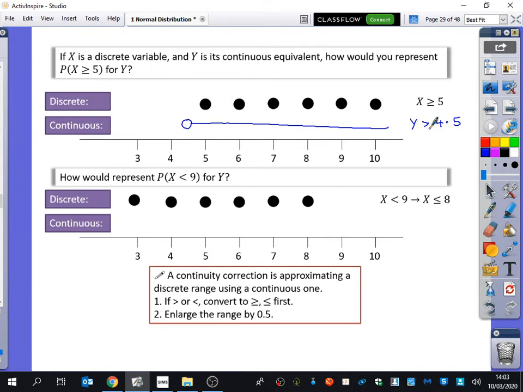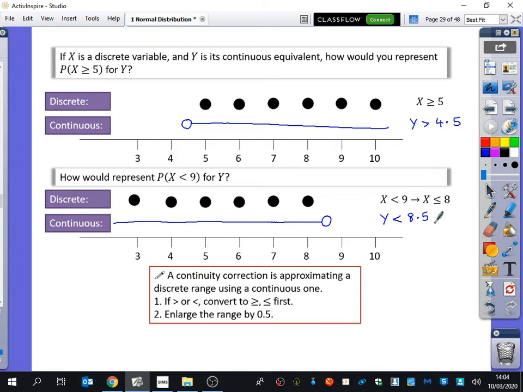So how would you represent the probability that x was less than 9? Well, look at the discrete version. When it's less than 9, you haven't included 9. You've just got 8, 7, 6, 5, 4, 3, and so on. So what do you think the continuous one should be? Muhi? 8.49. Since it's meant to be 9, it should be 8.5. Yeah, so it's going to be at 8.5. Don't worry about the 0.49. So we're saying that y has to be less than 8.5. We changed it from x is less than 9 to x is less than or equal to 8.5, which in continuous terms is that y is less than 8.5.